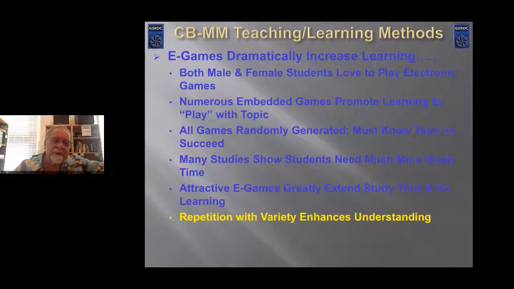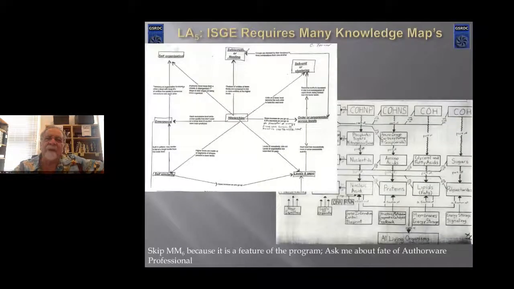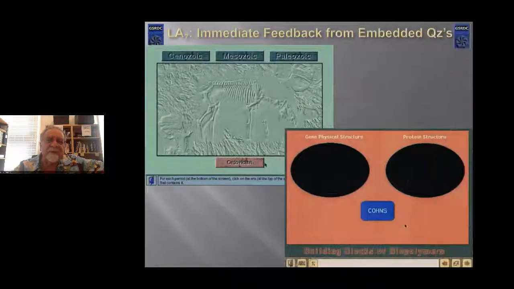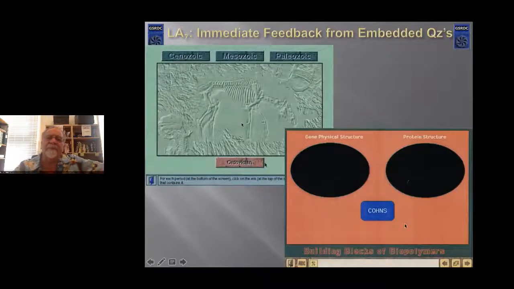And so learning. Also repetition with variety, because it was randomly placed, enhances the understanding. It makes the drill repetition, which is necessary for learning, much more tangibly useful. We also required knowledge maps. These are actual knowledge maps that students built on the hierarchy of elements or atoms in the various hierarchy of biological polymers. And this one was hierarchies in terms of the generality of the principles.